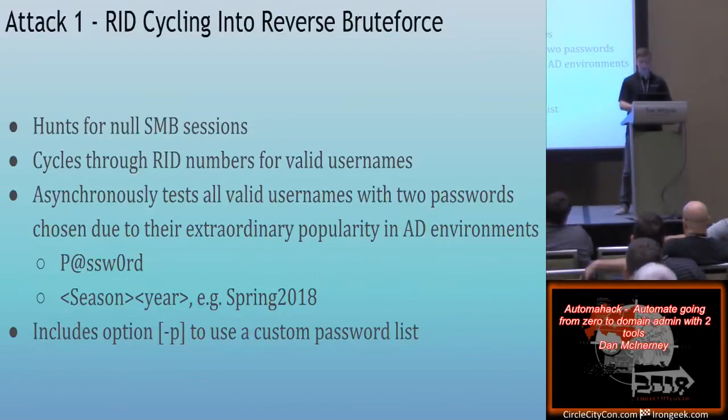There's an option for that. I generally don't, just because there's no need to. This captures an enormous amount of them. So in addition to the RID cycling to get usernames, we can also use the harvester for usernames.